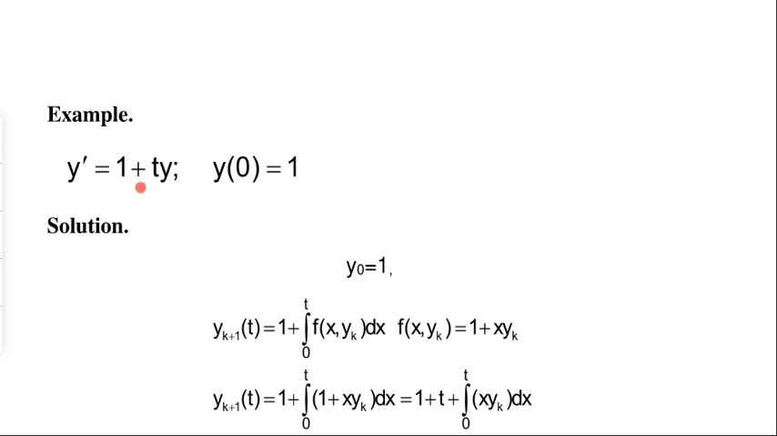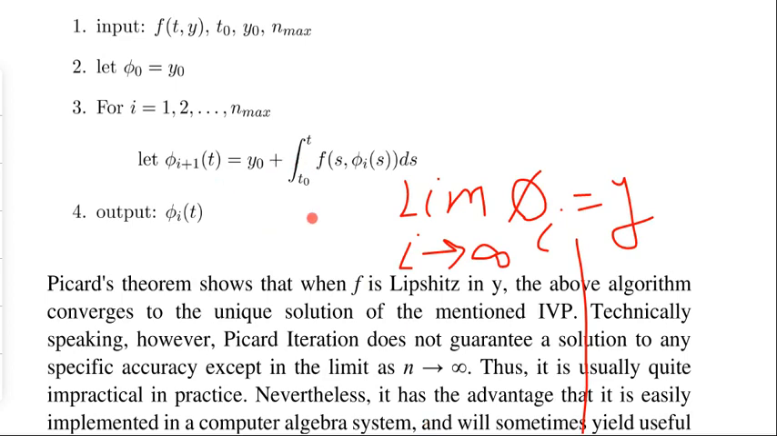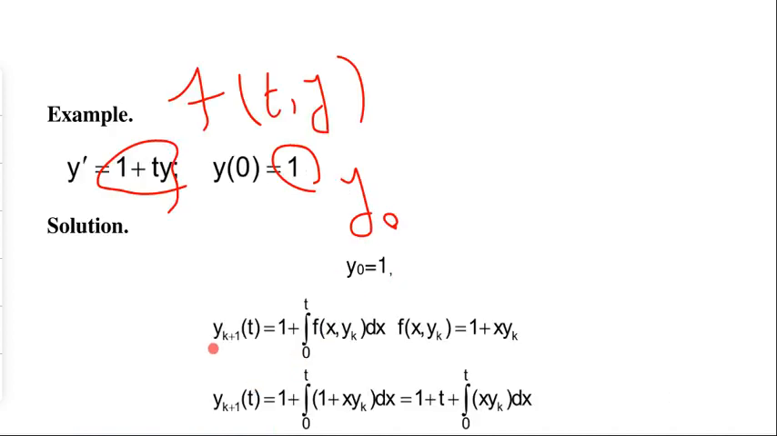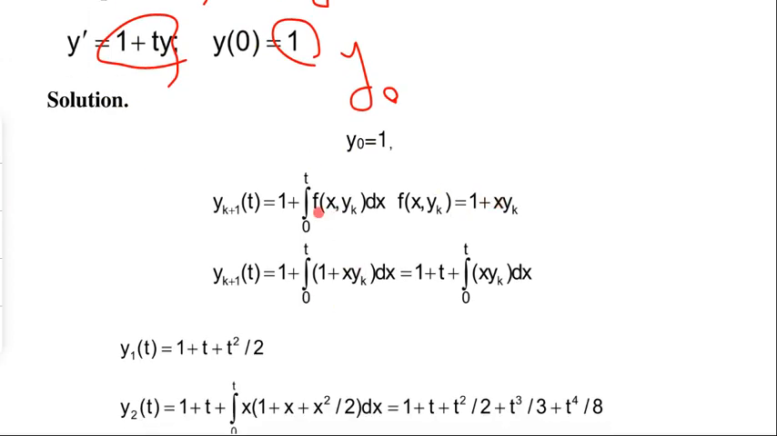As another example, let me consider this problem. Here we have y prime equals 1 plus t times y. This is the right hand side function f of t and y. This is y dot. Based on the Picard iteration, we have y0 equals 1, y_(k+1) equals 1 plus the integral of f of x and y. Here f of x and y will be 1 plus x y. So substituting f in our iterate relation will result in this integral.